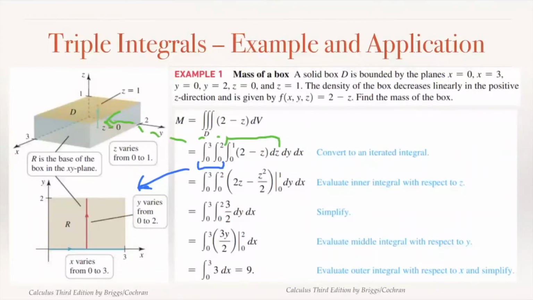And note that for constant bounds, Fubini's theorem applies. So we could, if we wanted to, swap the order of integration, and so long as the bounds are constant, you can do that. If the bounds are not constant, Fubini's theorem does not apply.